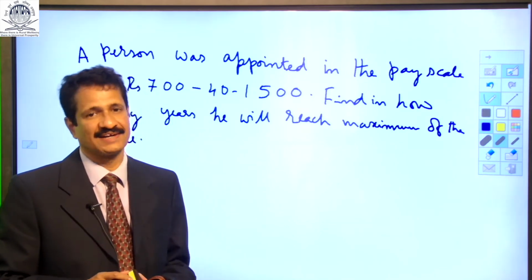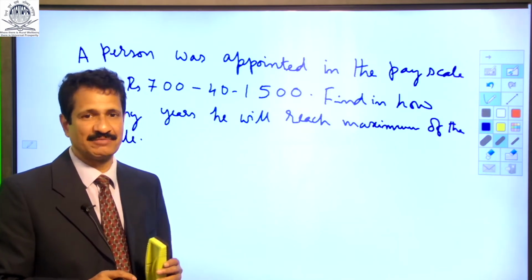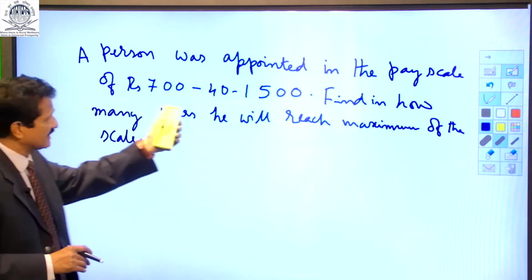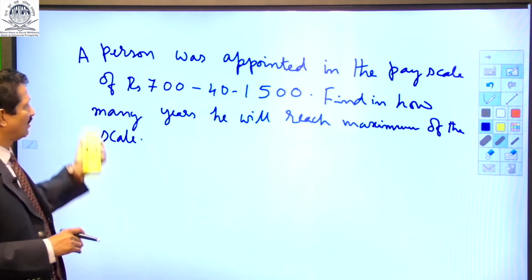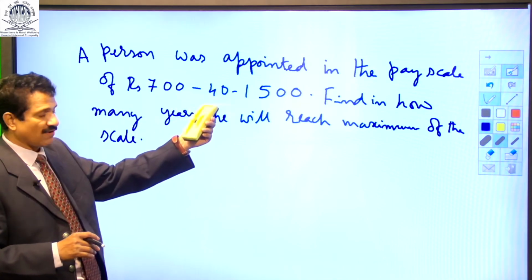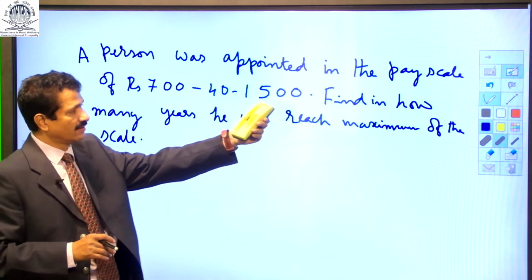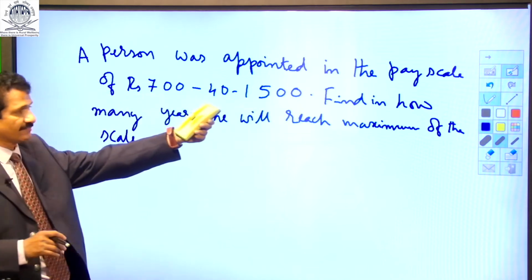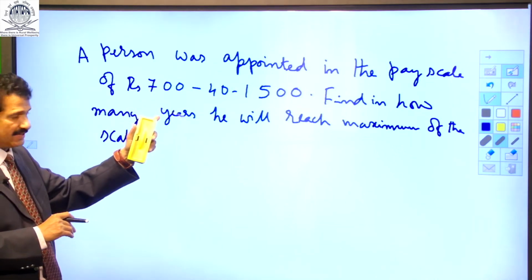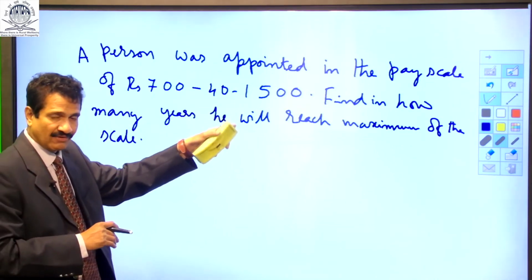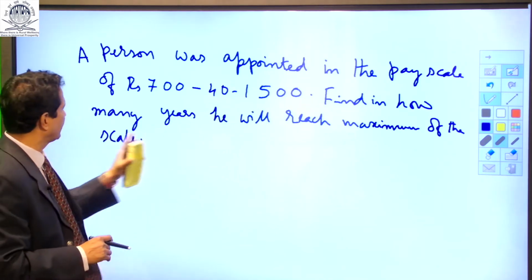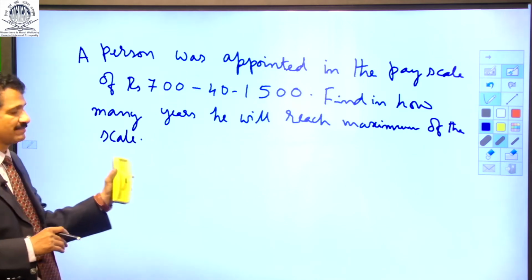Let us now start the problems. Let us read the first problem. The problem states that a person was appointed in the pay scale of rupees 700, 40 is the increment, 1500. This is the pay scale that he is fitted into. It means that if he starts with 700 rupees, every year there will be a 40 rupees increment till he reaches 1500. Find in how many years he will reach the maximum of the scale.